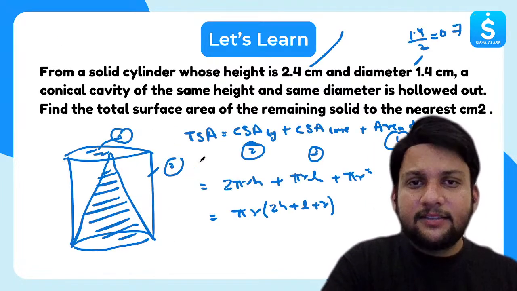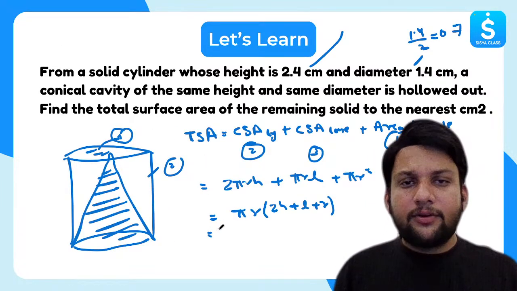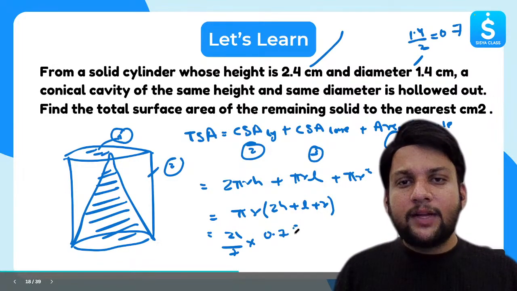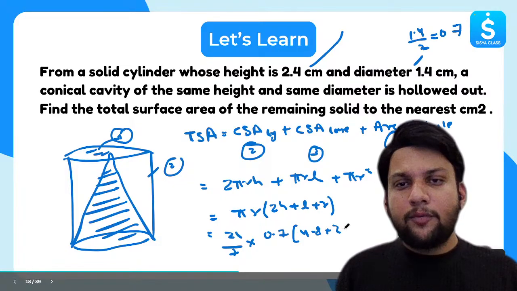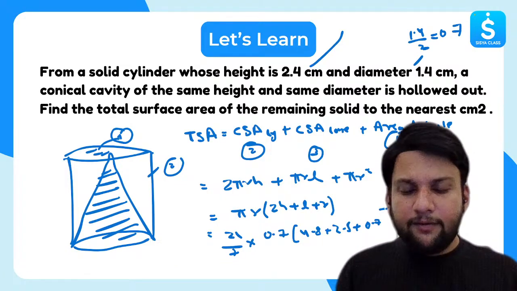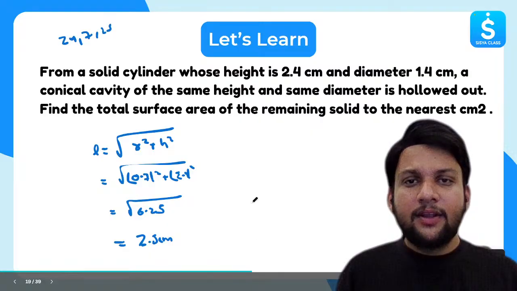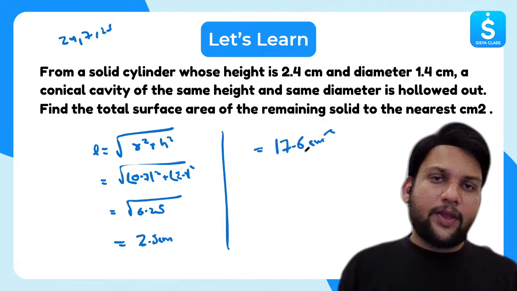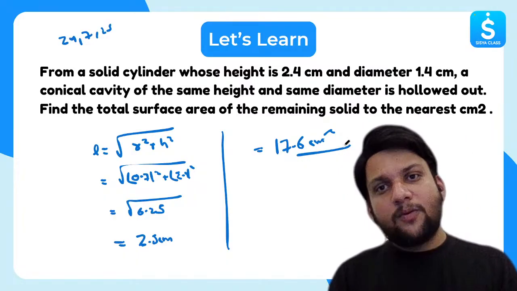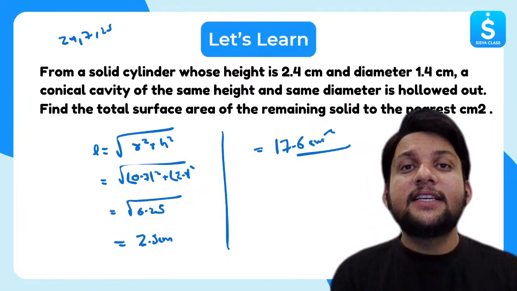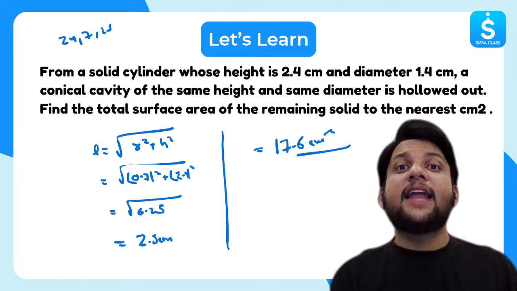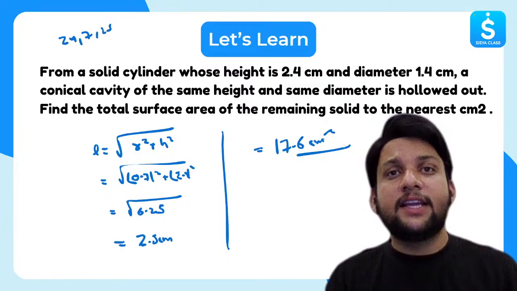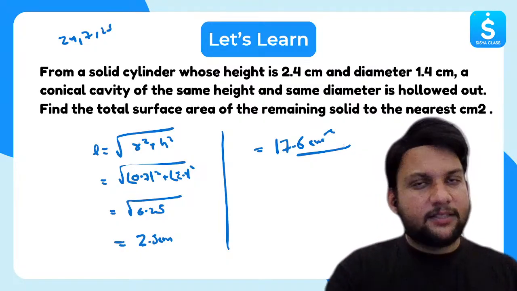Now, again the same formula. Pi is what? 22 by 7. R I have found, 0.7, times 2H, that is 4.8, plus L I have found 2.5, plus R, that is 0.7. Please do the calculations on your own. I am writing the final answer here, that is 17.6 centimeter square. Is it clear now? Yes. So in some cases, the surface area of the solid can increase as well. Why? Because whenever I am cutting something, new surface areas are created. Great, awesome. Let's move forward.